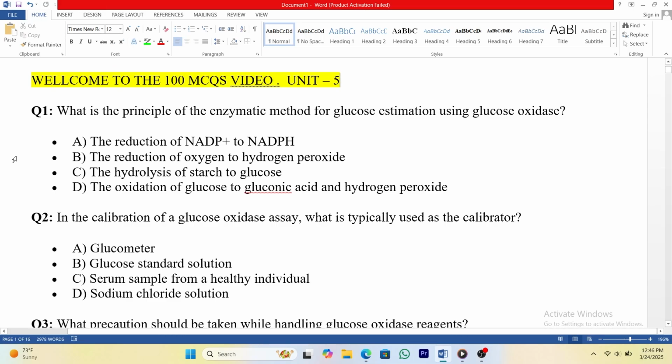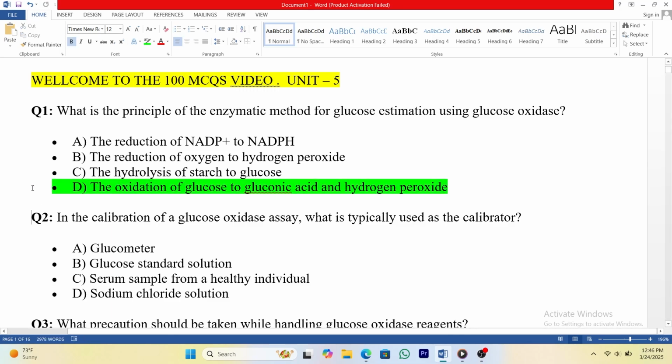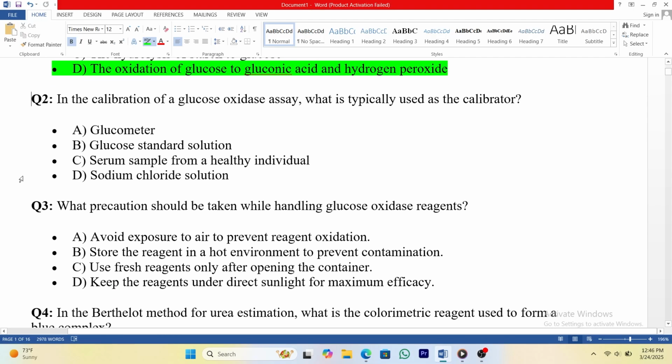Answer, D. 2. In the calibration of a glucose oxidase assay, what is typically used as the calibrator? A. Glucometer. B. Glucose standard solution. C. Serum sample from a healthy individual. D. Sodium chloride solution. Answer, B.